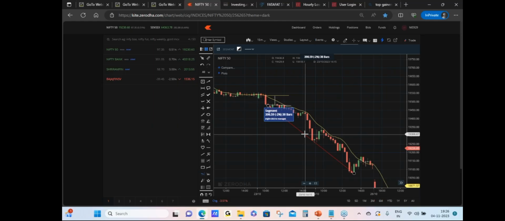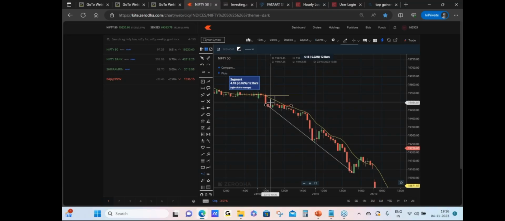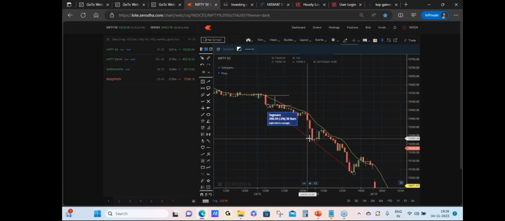So look at this, 398 points. Don't you think if you identify such opportunities, whenever you get such kind of an opportunity with the smallest stop loss of 48 points, you have captured 400 points approximately, right?